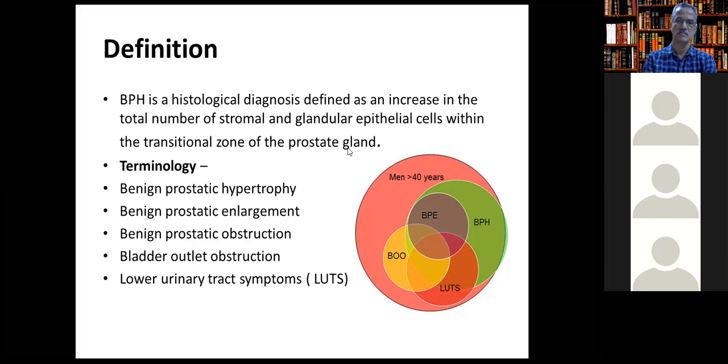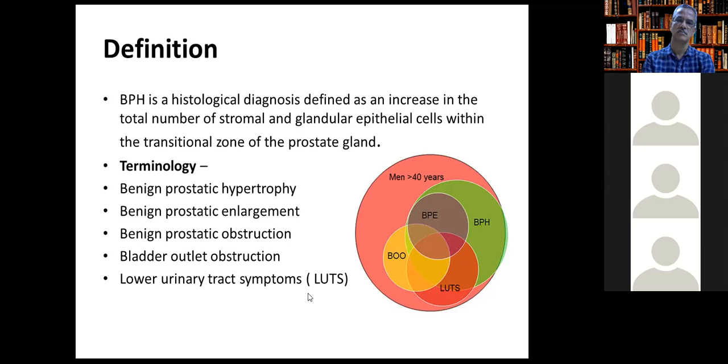Benign prostatic hyperplasia results in benign prostatic enlargement in some but not in all men. This enlargement in turn leads to benign prostatic obstruction as well as bladder outlet obstruction. While benign prostatic hyperplasia alone does not require treatment, if it is associated with benign prostatic enlargement and benign prostatic obstruction, which is usually associated with lower urinary tract symptoms, it usually requires treatment.